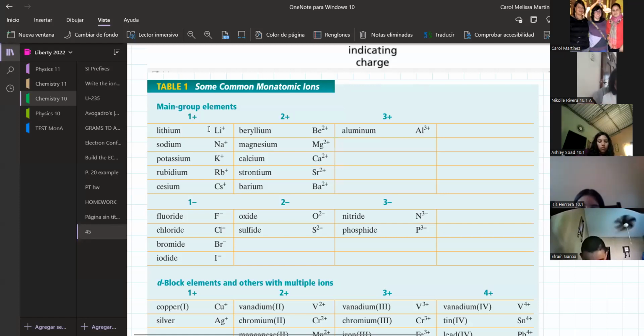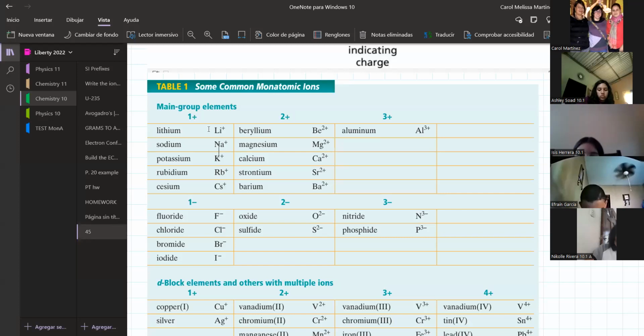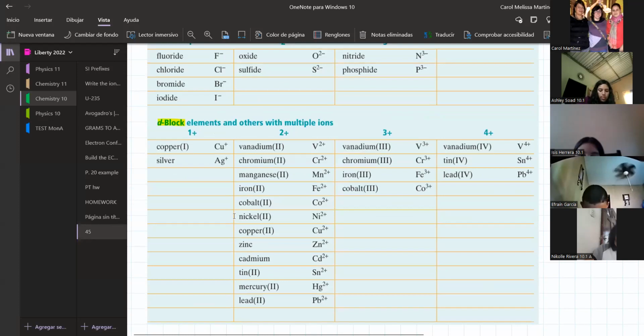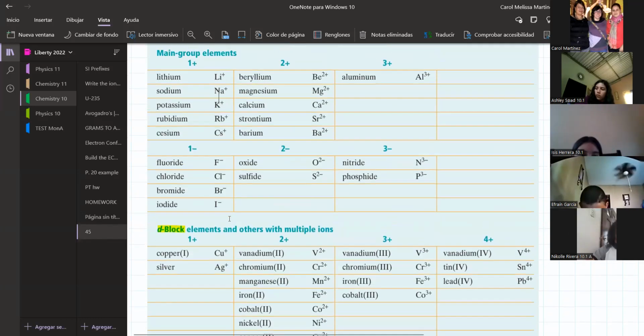Now, in this table, you will notice in the bottom part of it, it says d-block elements and others with multiple ions. So take a look over here. You can use the periodic table for this purpose or not, whatever you prefer. I prefer to use the periodic table because there I have everything. But if you prefer to use these other tables, it's also nice.